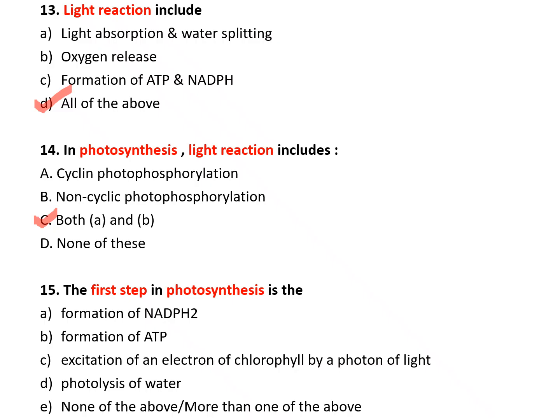The next question number 15. The first step in photosynthesis is option A, formation of NADPH2, option B, formation of ATP, option C, excitation of an electron of chlorophyll by a photon of light, option D, photolysis of water, option E, none of the above or more than one of the above. The correct answer is option C, excitation of an electron of chlorophyll by a photon of light.